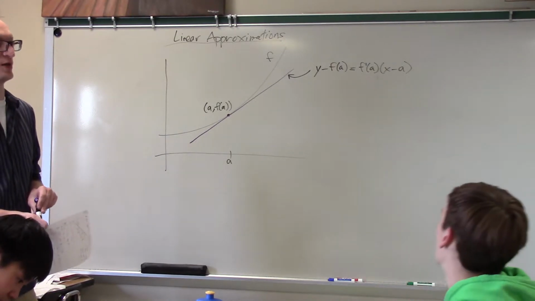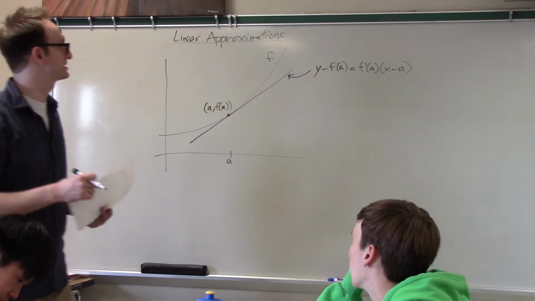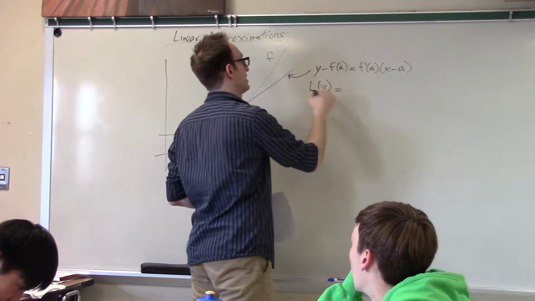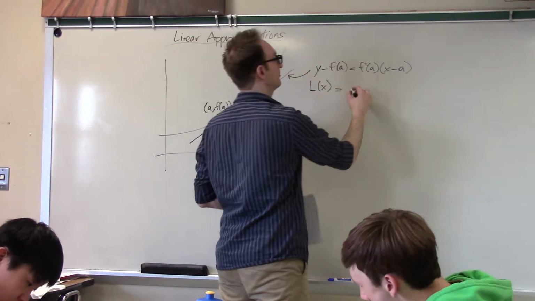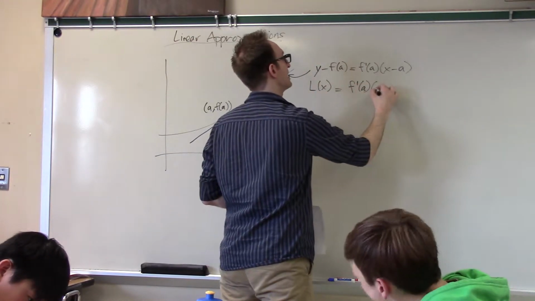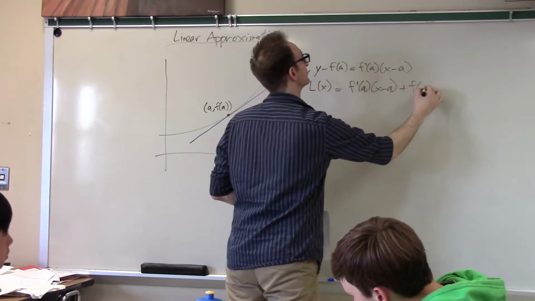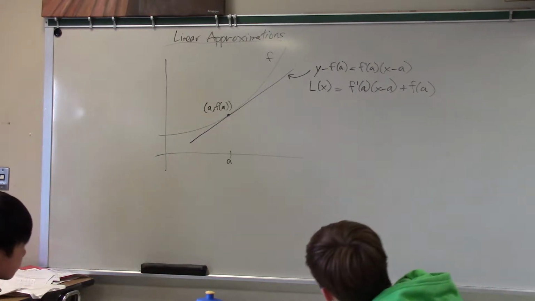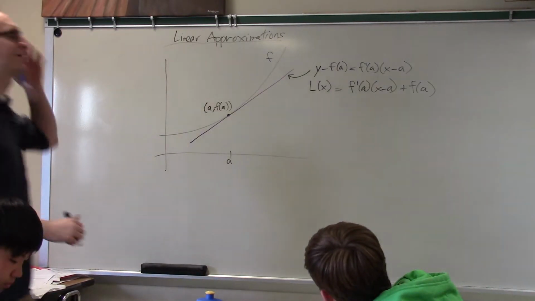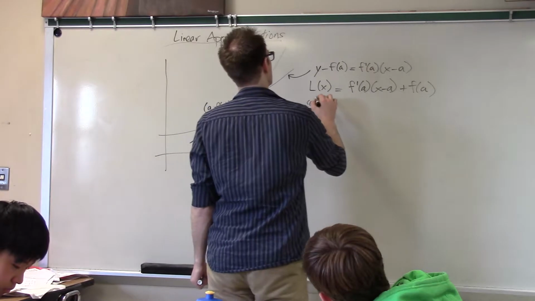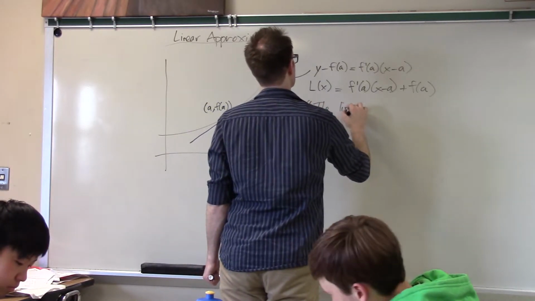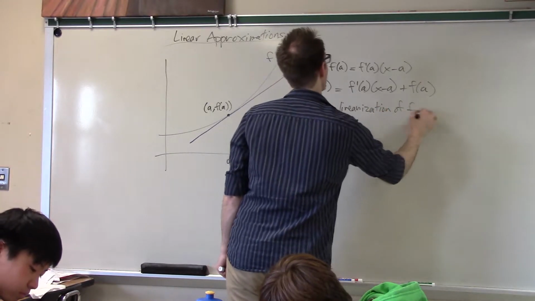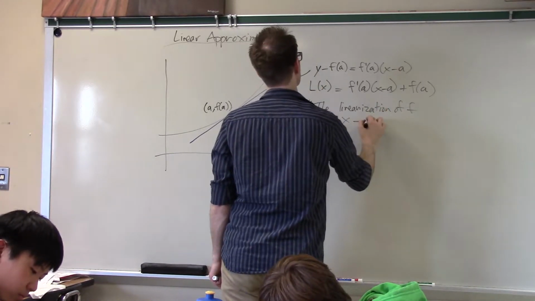And now what I'm going to do, not for the first time, is think of this as a function. It's a function which takes some x and simply outputs f prime of A times x minus A, plus f of A. And this is known as the linearization of f at x equals A. This is the linearization of f at x equals A.